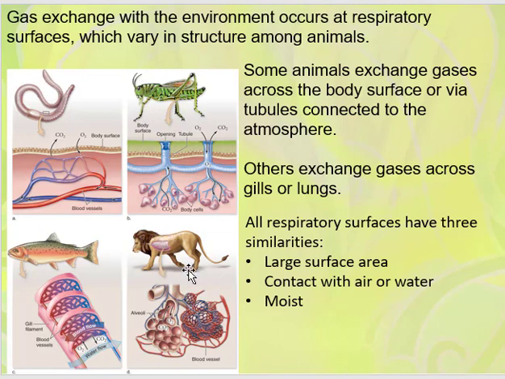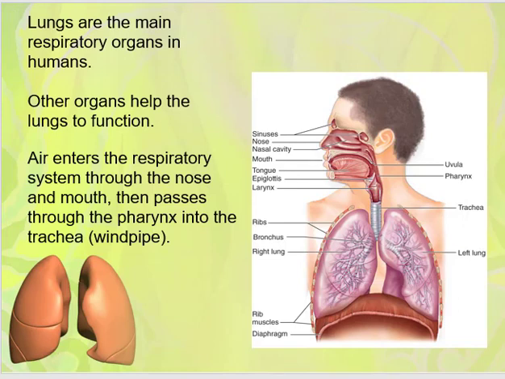And then the most complex and the most efficient would be mammals and birds. We have these little alveoli sacs or alveolar sacs in the lungs that are covered by little capillary beds. And as we breathe in air, oxygen diffuses out of these sacs into the bloodstream, and CO2 diffuses from the bloodstream into the sacs. And as we exhale, the CO2 leaves. Lungs are the main respiratory organs in humans.